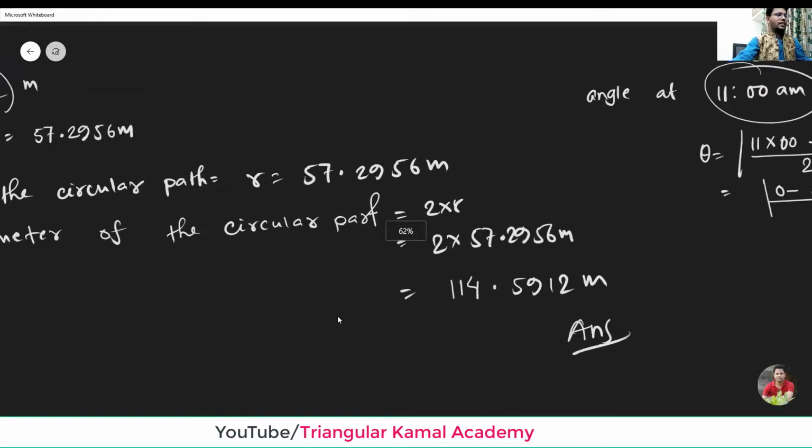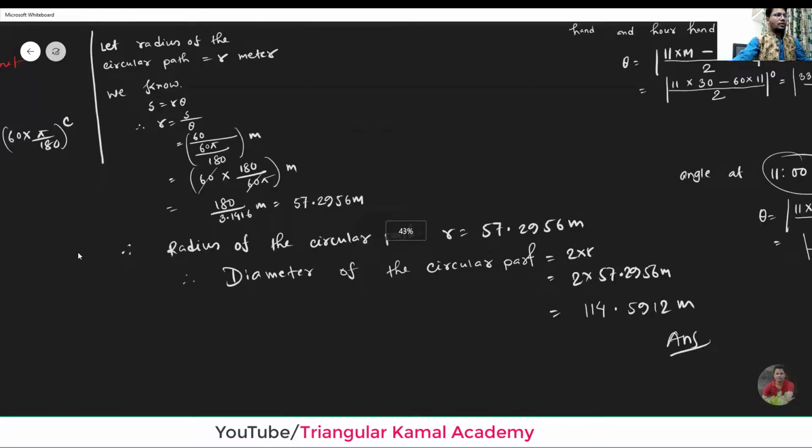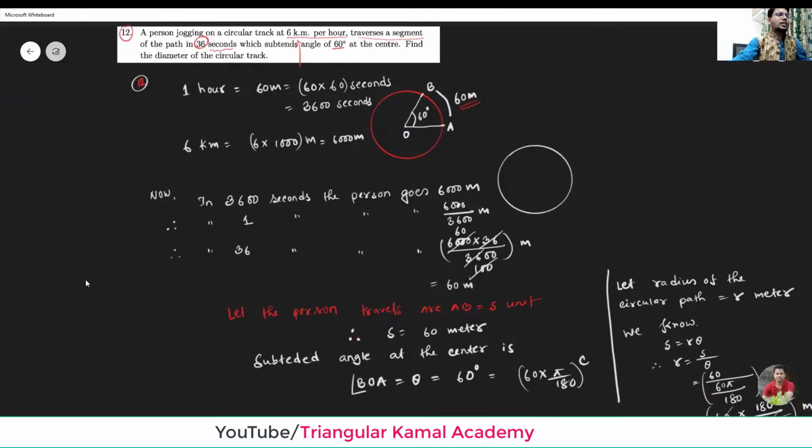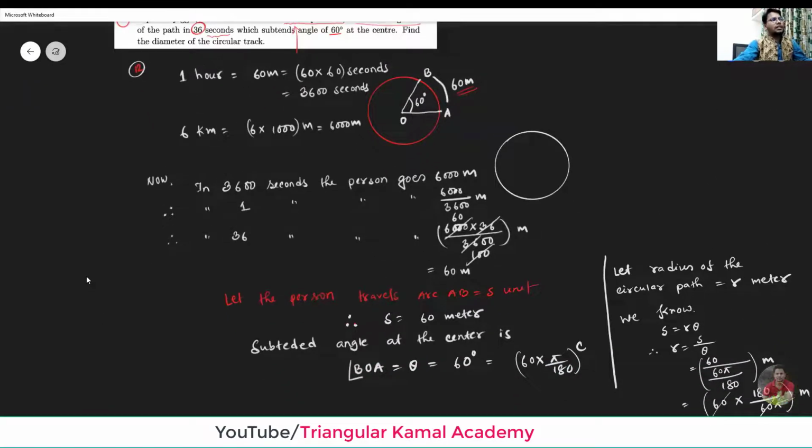So now, if we look at the solution up to the last step, the first step is that we have to convert the speed from kilometers per hour into meters per second.